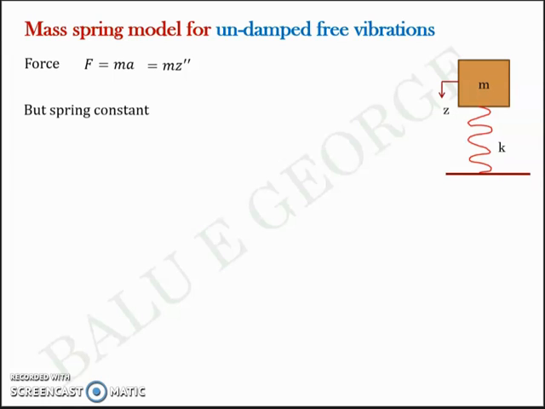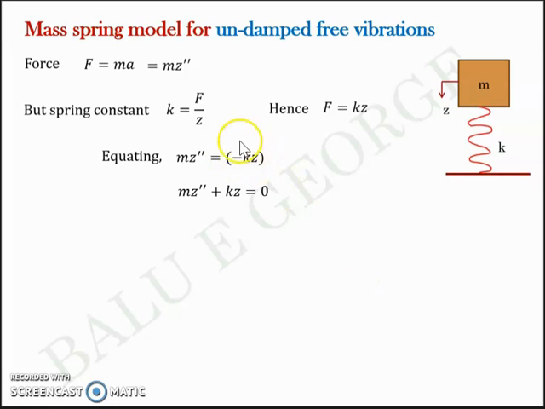But the spring constant k, you might be familiar with from your first or perhaps second semester laboratory. Spring constant k is nothing but force per displacement, or F by z. Hence I can write F equal to k into z. So I have an equation from the basic physics which says F is equal to mz double dash, and I have another equation which says F is equal to kz. Now I can equate these two to get mz double dash is equal to minus kz, or mz double dash plus kz is equal to 0.